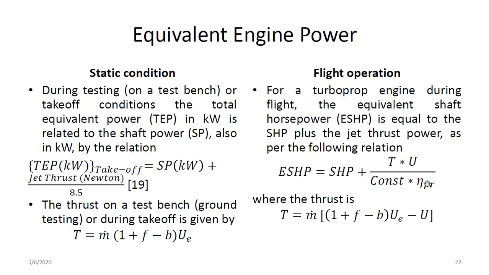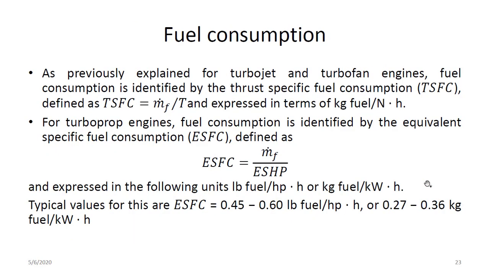Then in operation, the equivalent shaft power is equal to the shaft horsepower plus the jet thrust, as given by this relation. So the equivalent shaft horsepower is equal to the shaft horsepower plus thrust times flight speed divided by a constant times the propeller efficiency. And in this case, the constant was 8.5. Where T is given by this formula. I feel everything is okay.